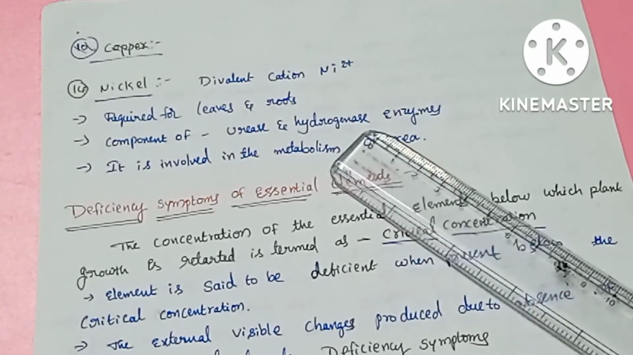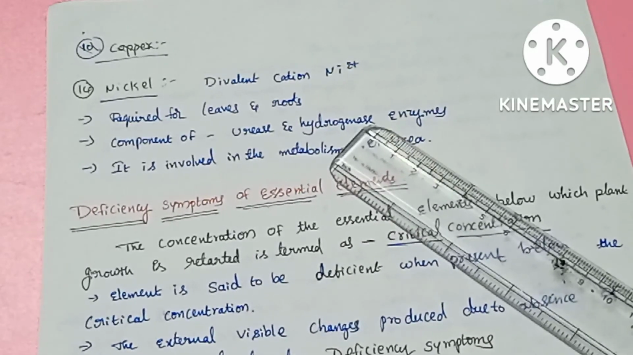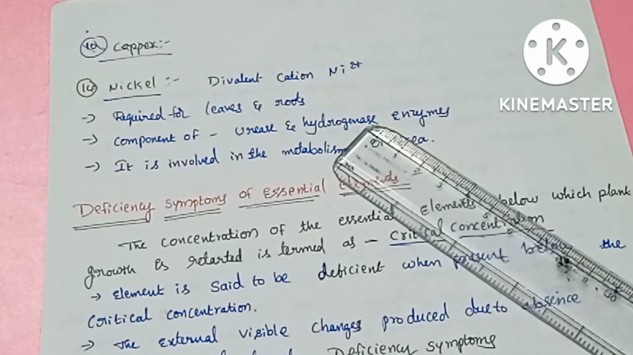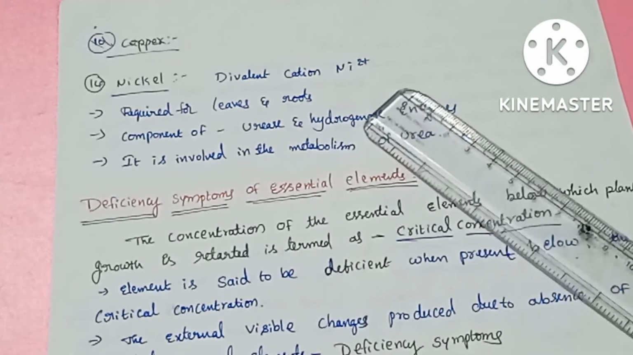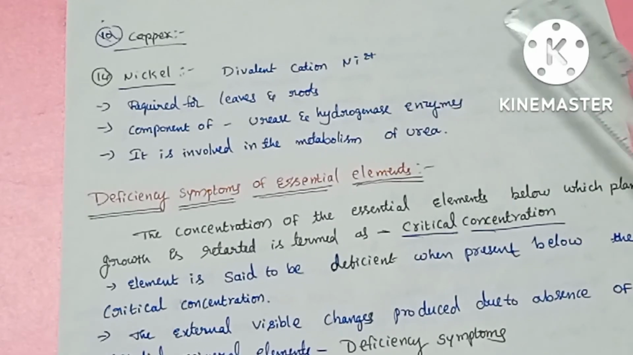With this we have completed the role of different macro and micro elements in the plants, and in the next video we will study about the deficiency symptoms of the essential elements.